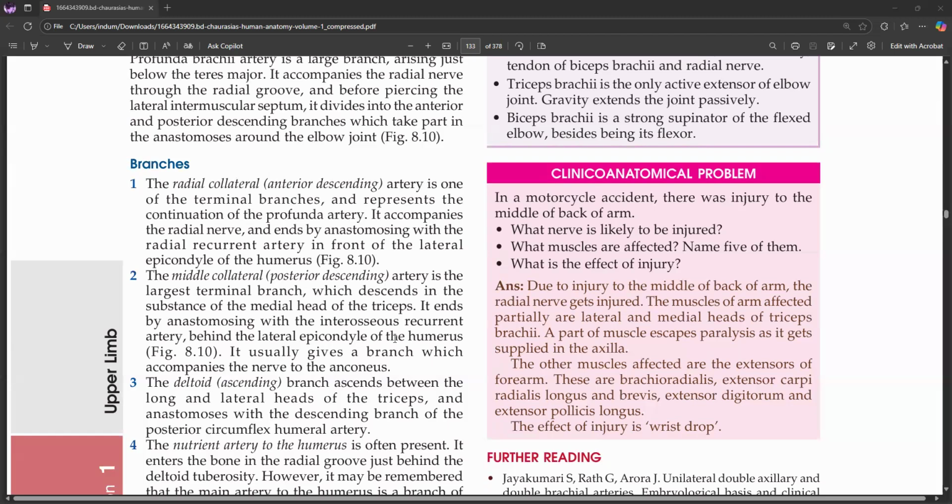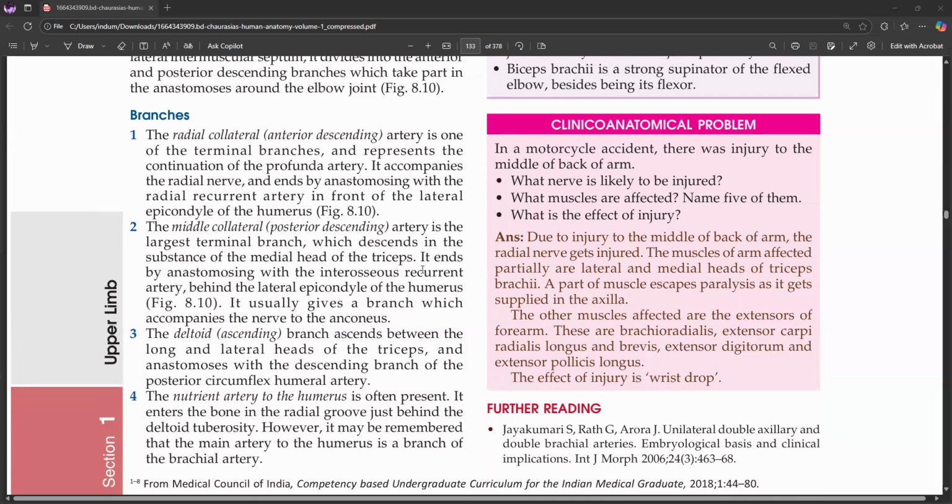Figure 8.10. Branches. Number 1. The radial collateral or anterior descending artery is one of the terminal branches and represents the continuation of the profunda artery. It accompanies the radial nerve and ends by anastomosing with the radial recurrent artery in front of the lateral epicondyle of the humerus, figure 8.10.